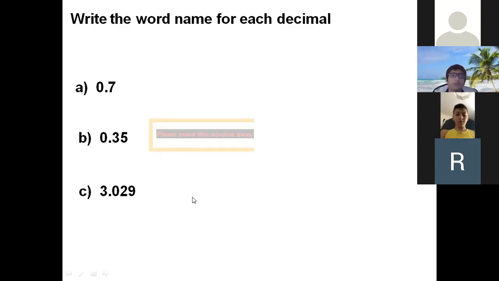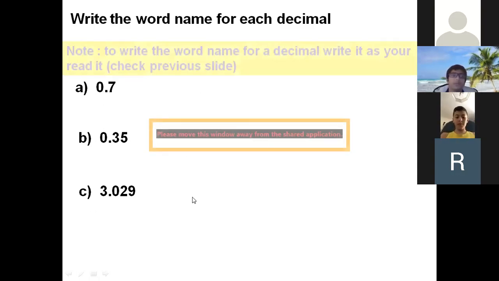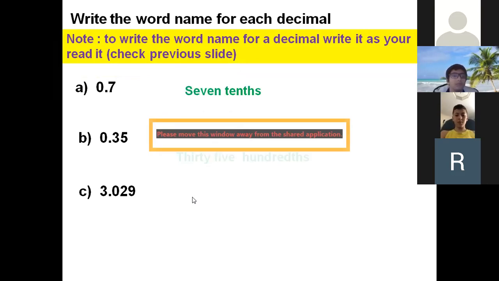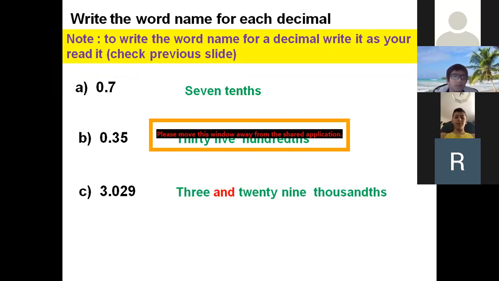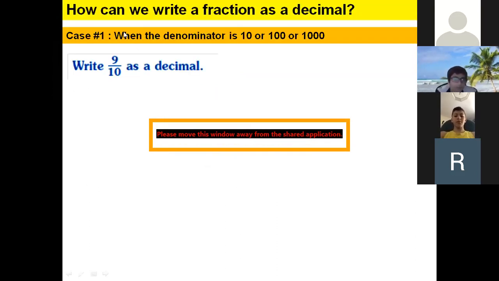Okay, here are the answers again. The first one is 7 tenths, then 35 hundredths, and 3 and 29 thousandths. Okay, now we're going to the next part of our presentation.